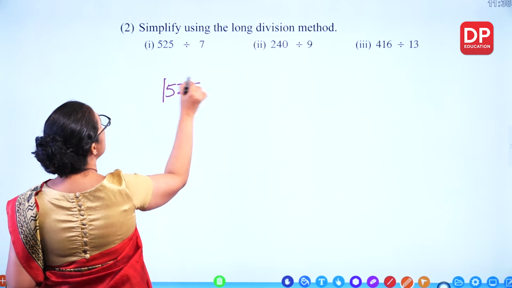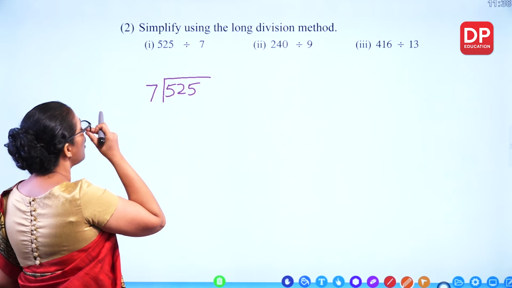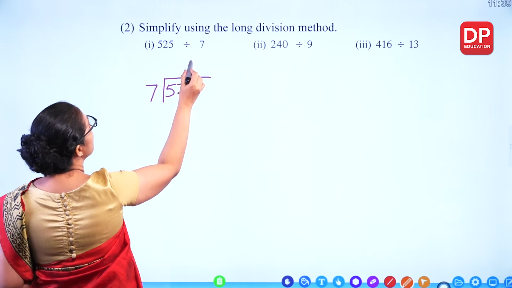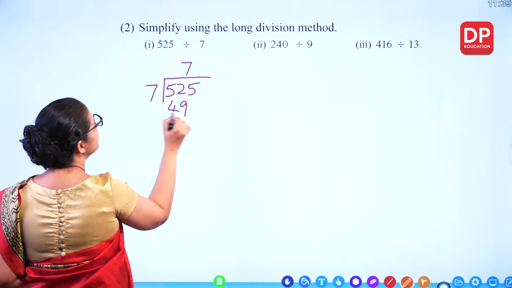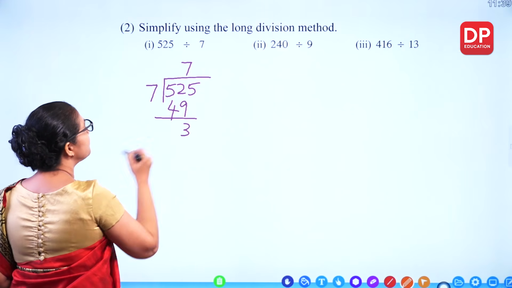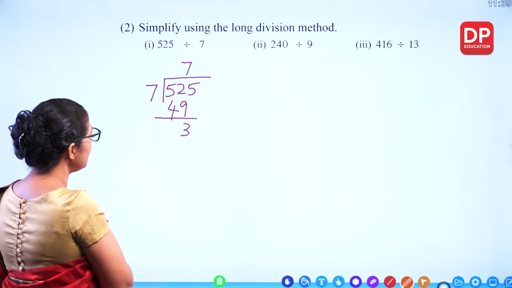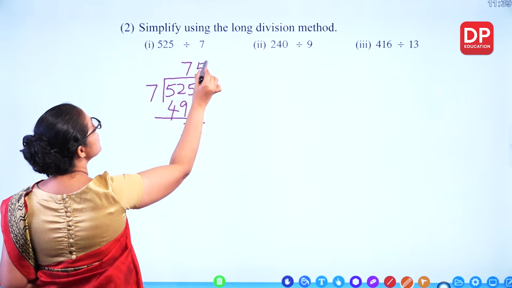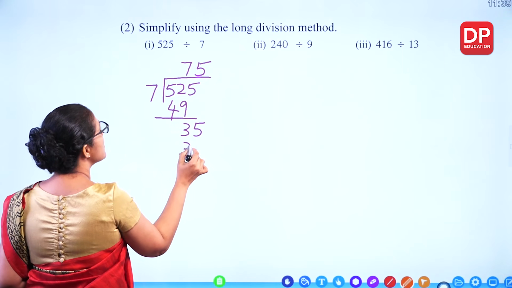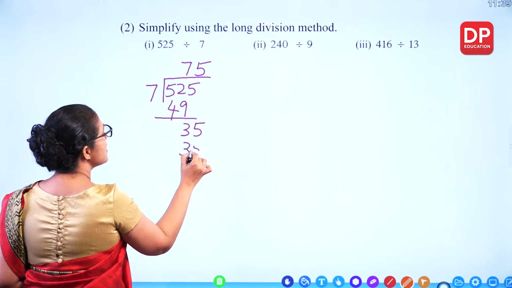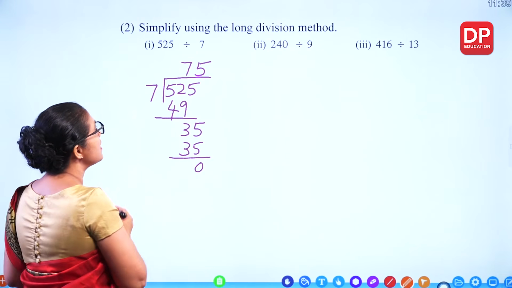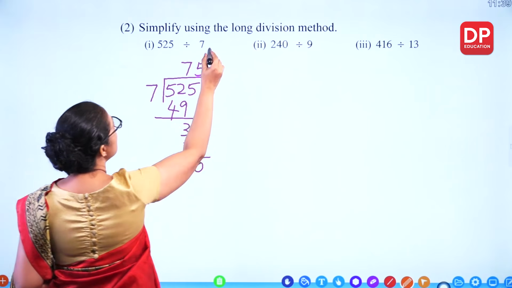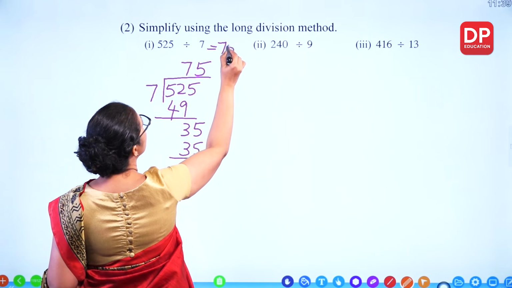525 divide by 7. So how many 7s for 52? 7. That's 49. What's the remainder? 3. For 35, that's 5. 7 times 5 is 35. So the remainder is 0. You can write this answer is 75.